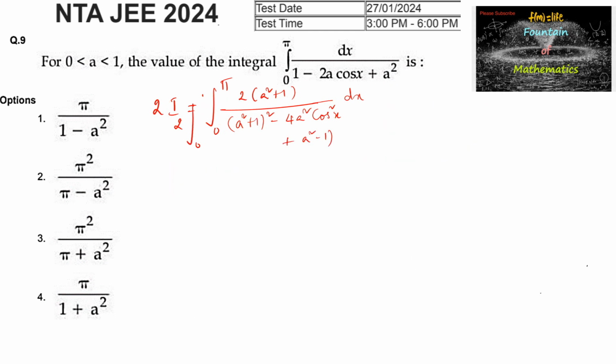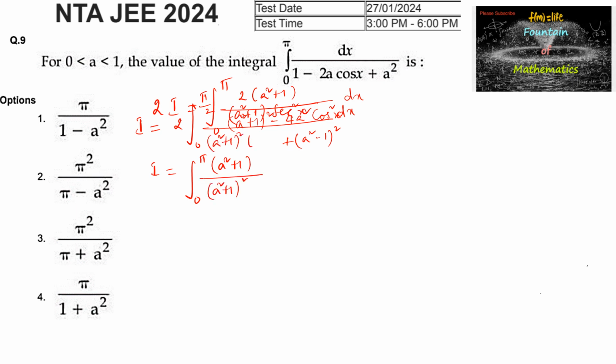So we have I is equal to integral 0 to pi of (a square + 1) upon (a square + 1) whole square minus 4a square cos square x dx, and we can say this is an even function, that is f of negative x is equal to f of x, that is cos of -x is equal to cos x.